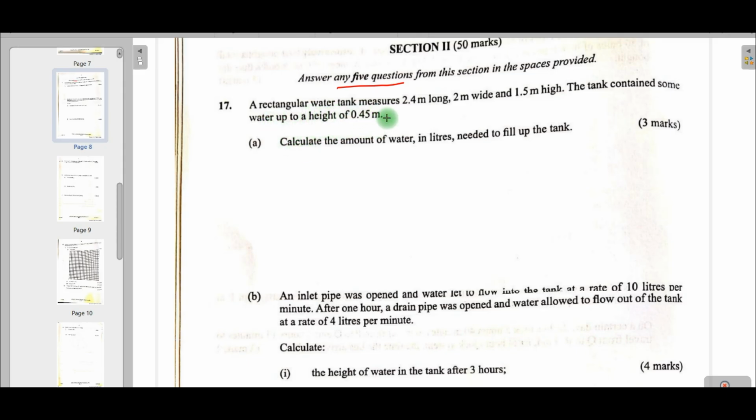So we have the rectangular tank, and we need to find the amount of water in liters needed to fill up the tank. Since the tank already has water up to a height of 0.45 and the complete height of the tank is 1.5, let us get the total volume of the tank.